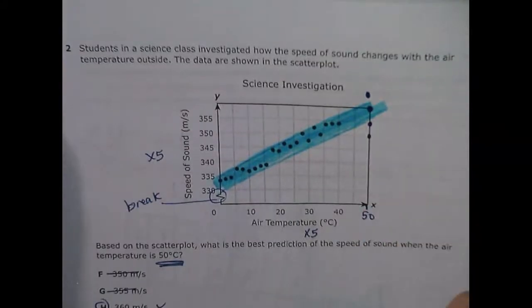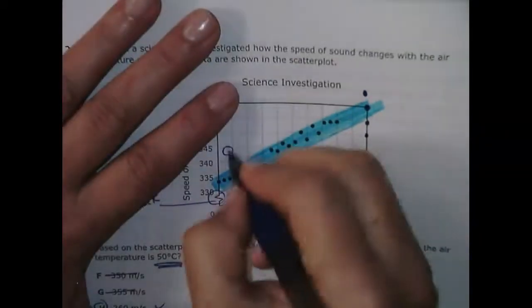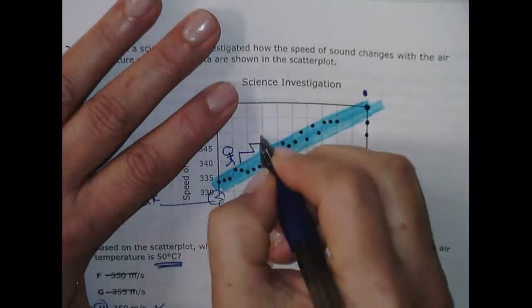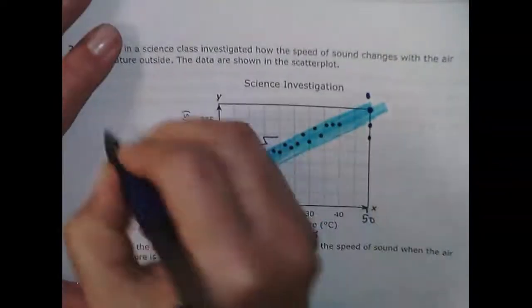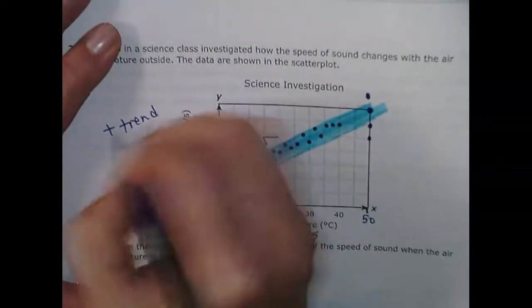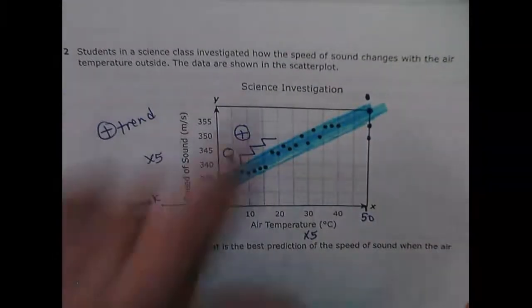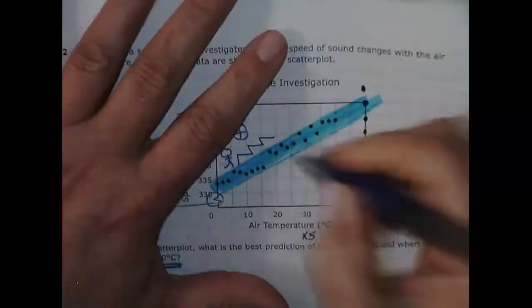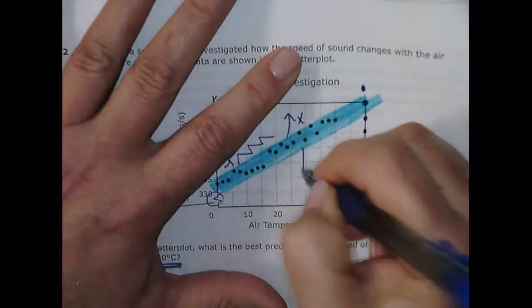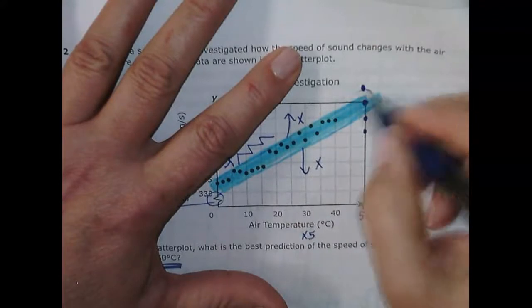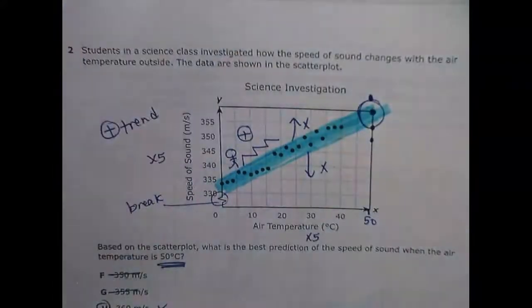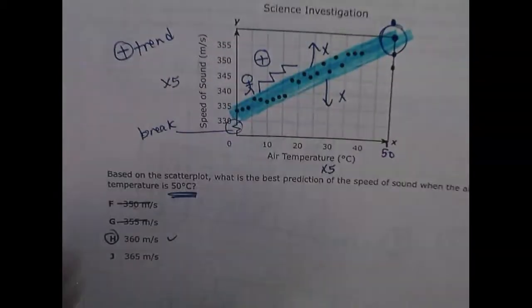Use your strategies. So what do you know? Do you remember drawing the little person? They walk up the stairs. Wasn't that positive? Positive trend, I think we said. If it's in the blue, it's going to work. If it's outside the blue, it's not going to work. So from here up is wrong. From here down is wrong. This is the only section that's going to be correct, and it needs to kind of be in that middle area. Kind of go through your answer choices. Process of elimination does work well.